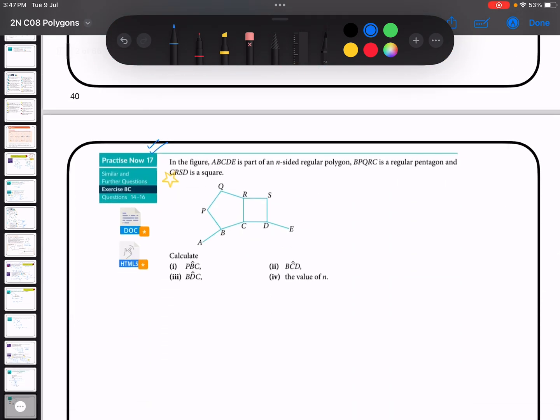Okay, this one has quite a number of parts. Let's do them one by one. PBC, this one. Is it regular? Yes, it's regular. Everything is regular. Okay, one is a square. Cool. Let's do this first. PBC, now that's the interior angle of a pentagon, so I can find that. Pentagon, don't write n, write 5. 5 minus 2, 180, divided by 5.